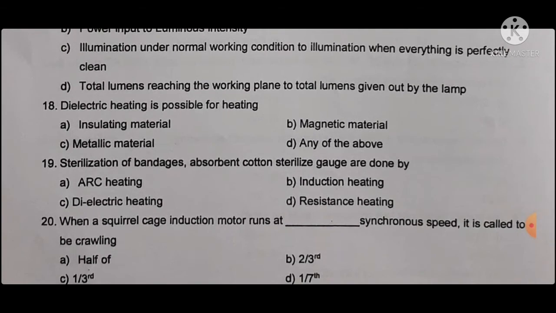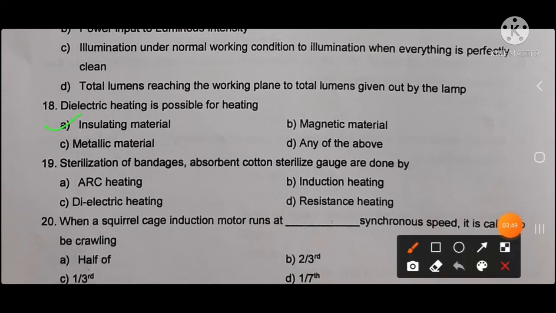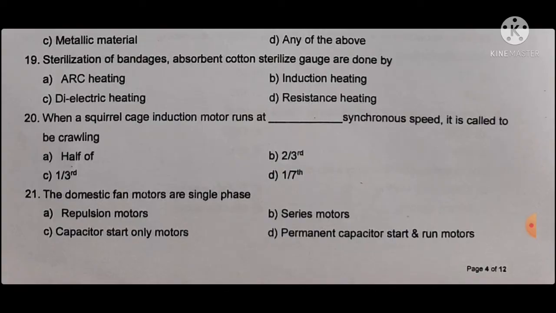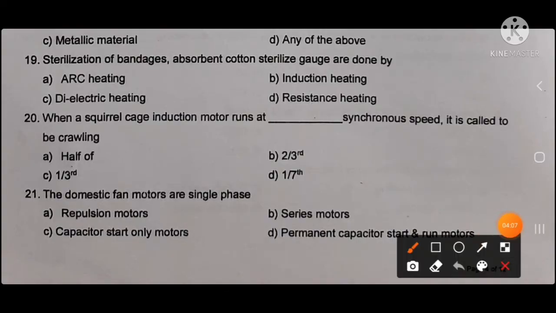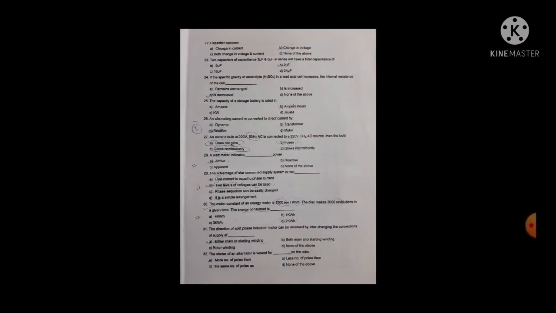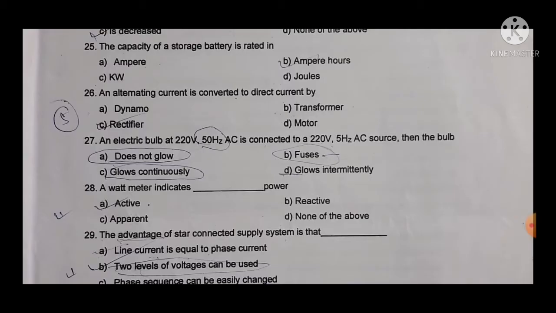Dielectric heating is possible for heating insulating materials. Sterilization of bandages, absorbent curtains and sterilized gas are done by dielectric heating. When a squirrel cage induction motor runs at 1/7 of synchronous speed, it is called crawling. This is a very easy question. The domestic fan motors are single phase permanent capacitor start and run motors. All of you know it, in your domestic ceiling fan the capacitor is permanently connected.